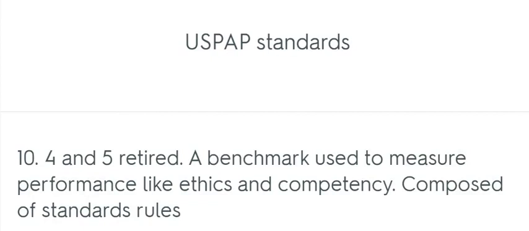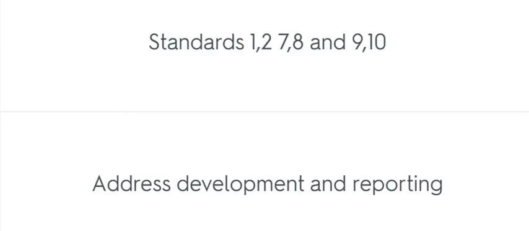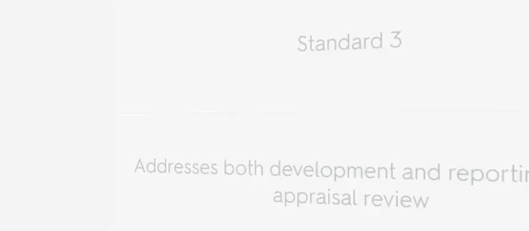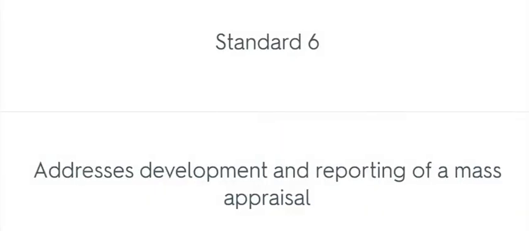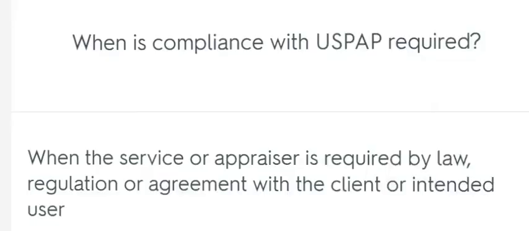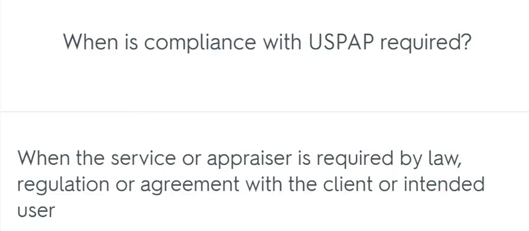USPAP standards. 10, 4 and 5 retired. A benchmark used to measure performance like ethics and competency, composed of standards rules. Standards 1, 2, 7, 8 and 9, 10 address development and reporting. Standard 3. Addresses both development and reporting of an appraisal review. Standard 6. Addresses development and reporting of a mass appraisal. When is compliance with USPAP required? When the service or appraiser is required by law, regulation or agreement with the client or intended user.